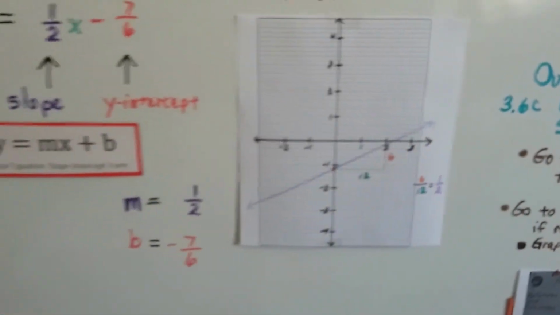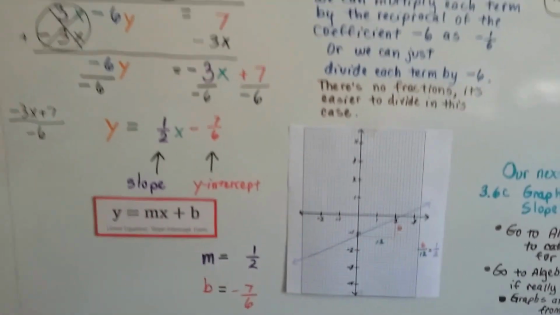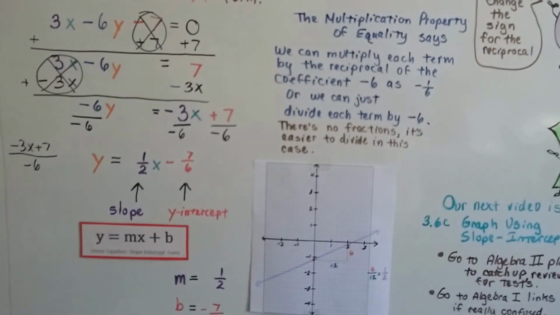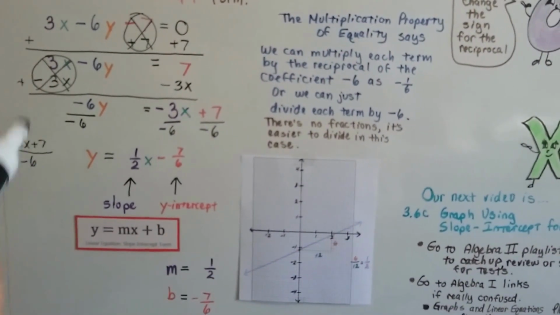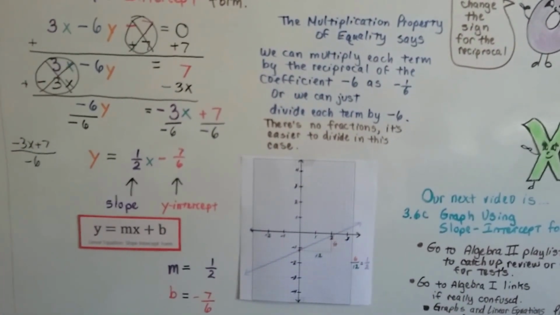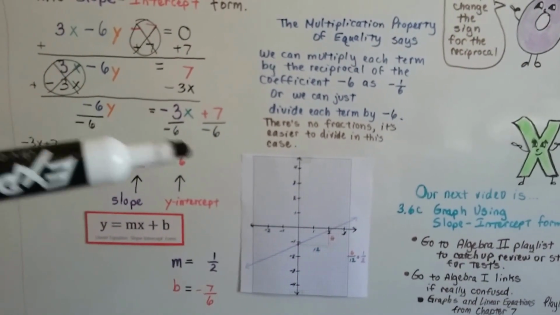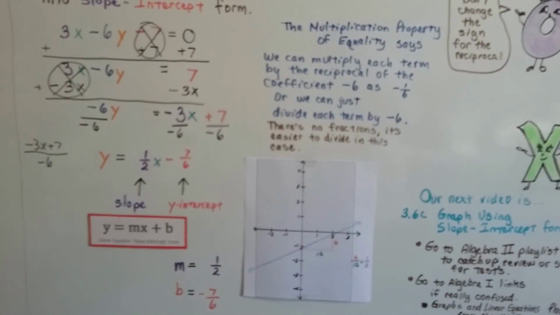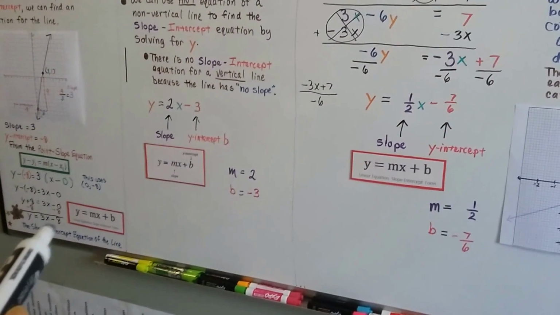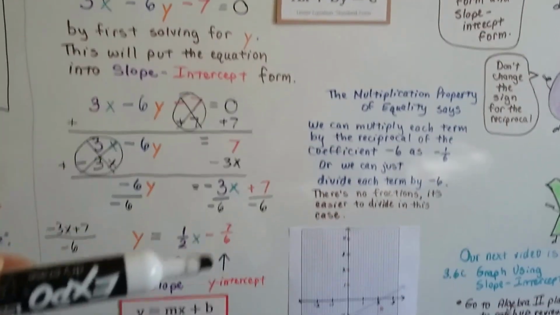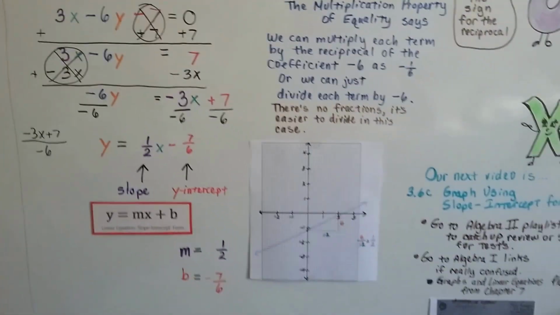So just remember that if you do multiply by the reciprocal, you do not change the sign, okay? So if it's a negative, you multiply by a negative reciprocal, okay? And if there's no fraction, you don't need to use the reciprocal. You can just divide each term, all right? And change the equation from point-slope equation into slope-intercept, like we did over here. Or change a standard form equation into the slope-intercept form, all right?